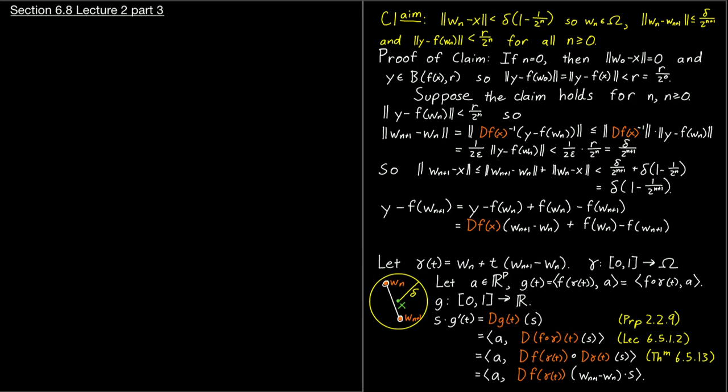And then pulling this s out, canceling the s, we discover that our g prime of t is equal to df of gamma of t, that linear operator, evaluated at the vector wn plus 1 minus wn.